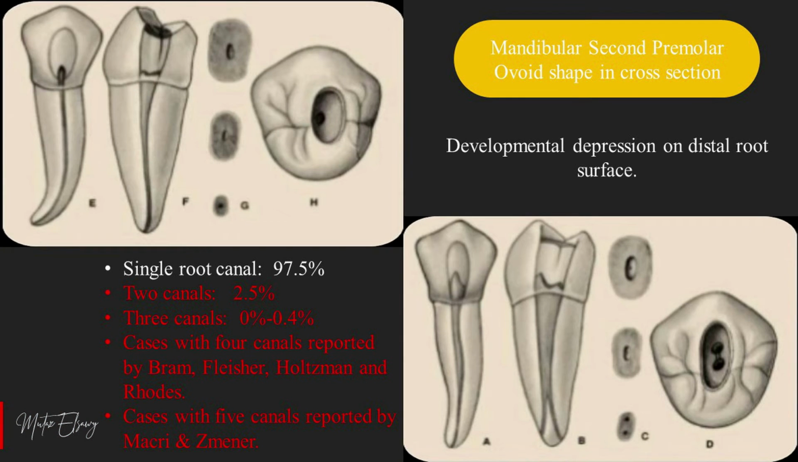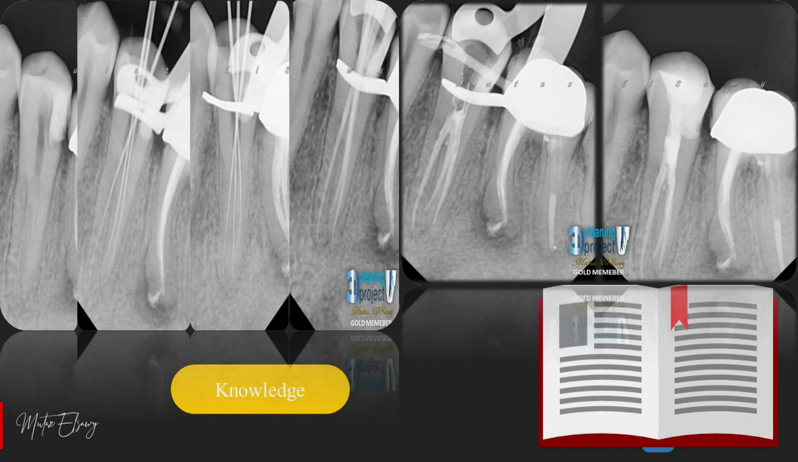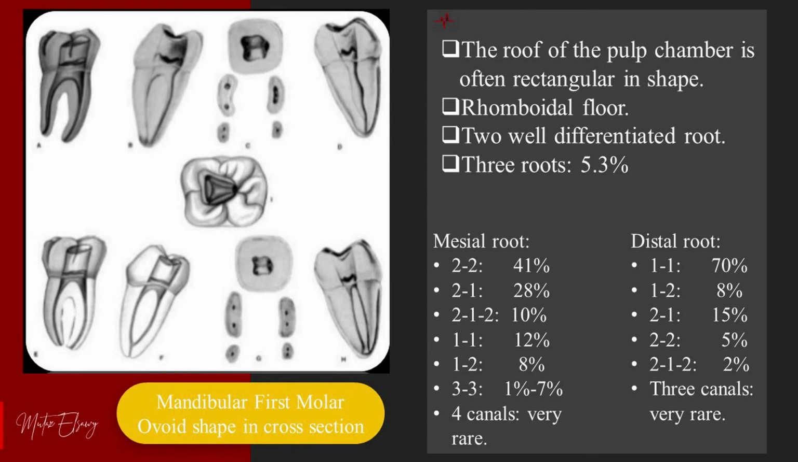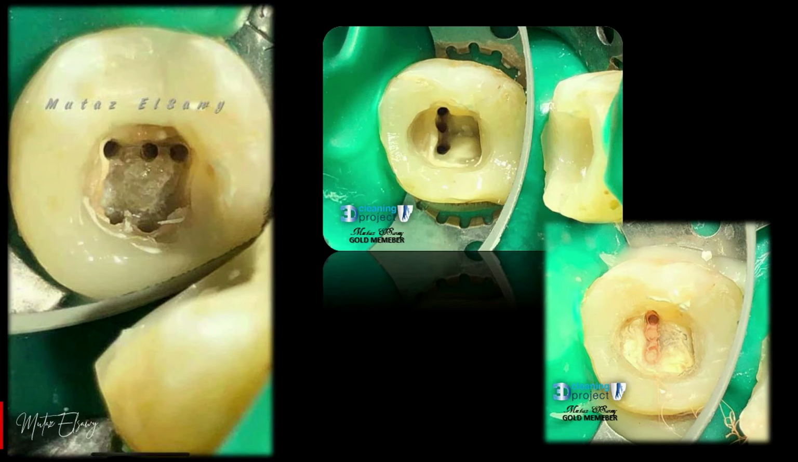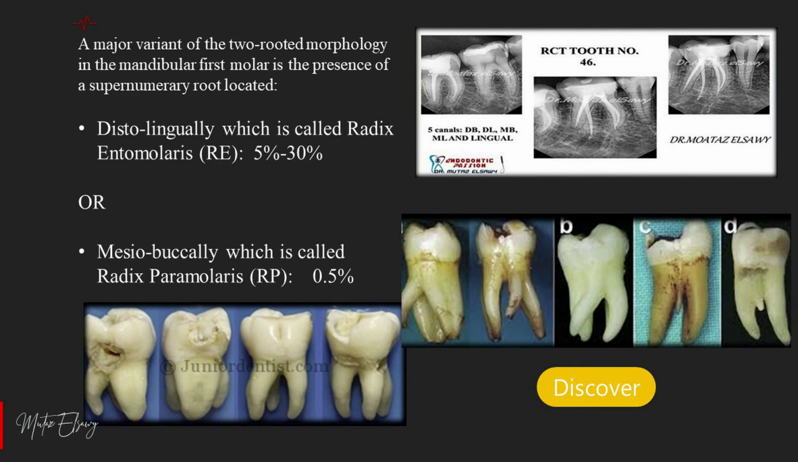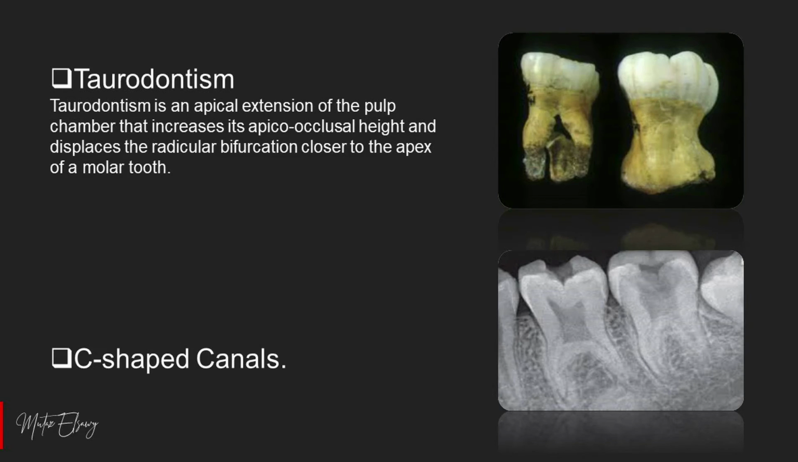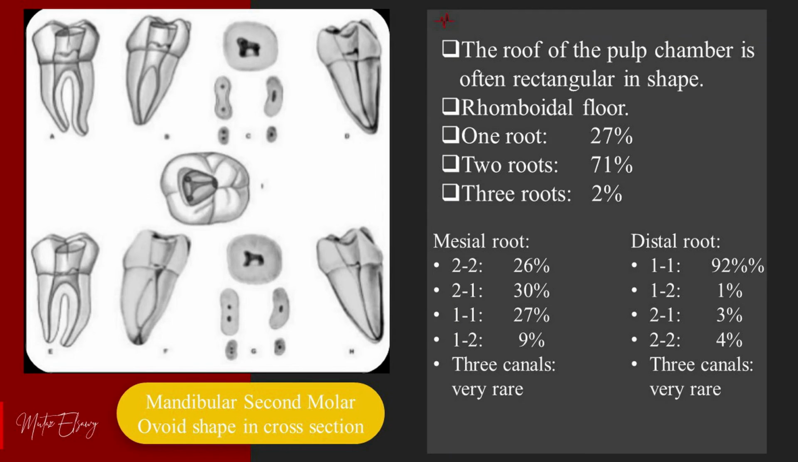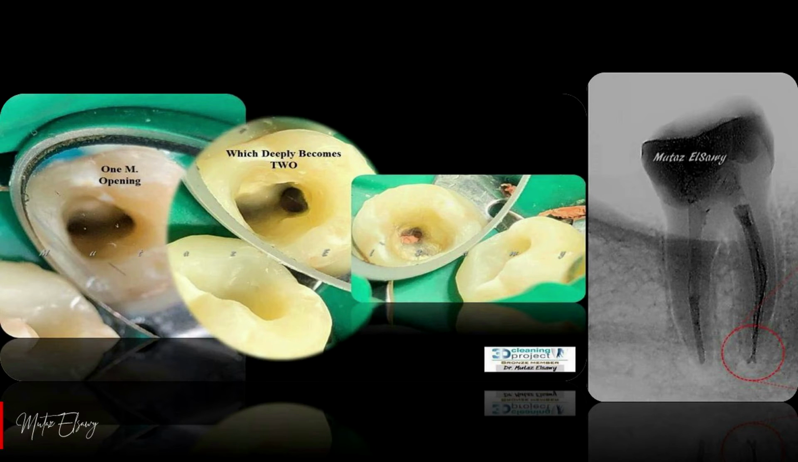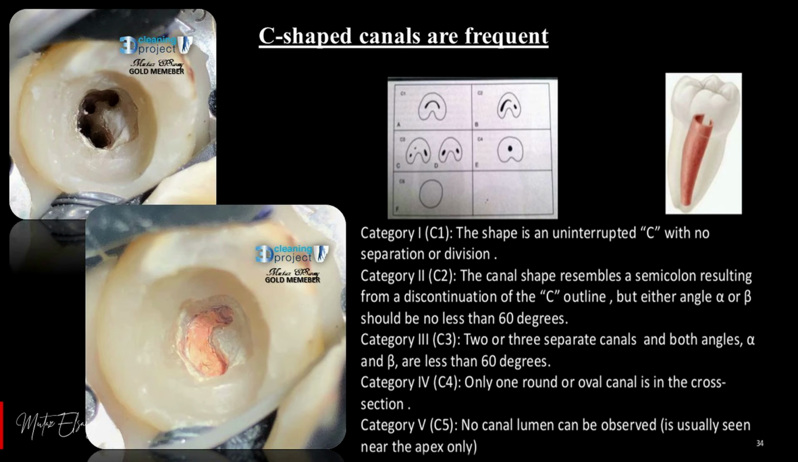1% to 7% possibility of finding three canals in the mesial root of lower first and second molar. 15% for two canals in the distal root. 30% to 50% possibility of finding the distal lingual root, which is called radix entomolaris. 0.5% for the mesiobuccal root, which is called radix paramolaris. C-shaped canals are frequent in lower second molar.